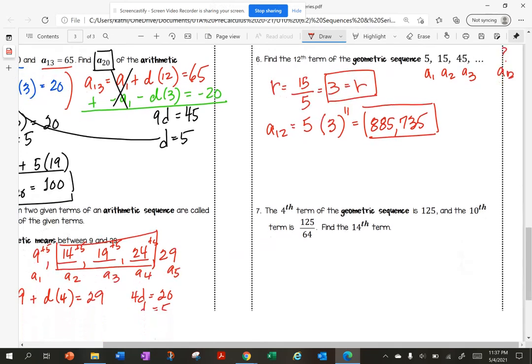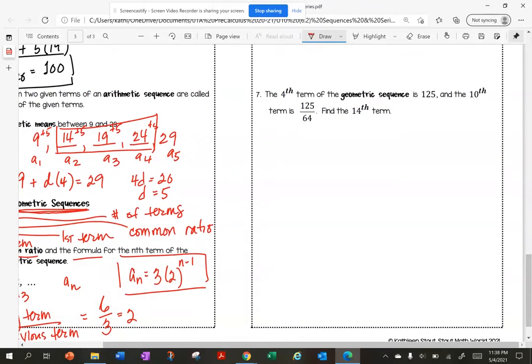All right, let's find the 14th term of the geometric sequence where the 4th term is 125, and the 10th term is 125 divided by 64. So again, this is going to be a system of equations. So I'm going to write 2 equations, and I'll have 2 unknowns.